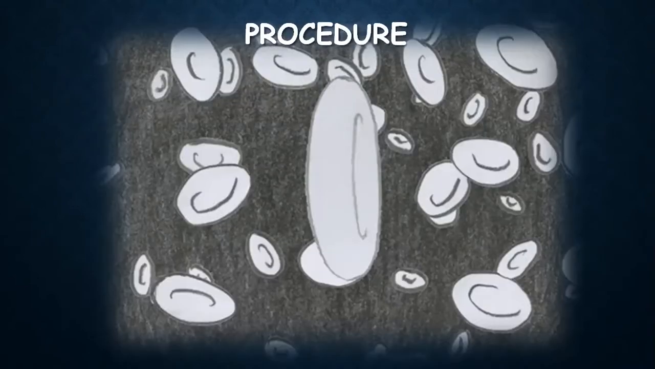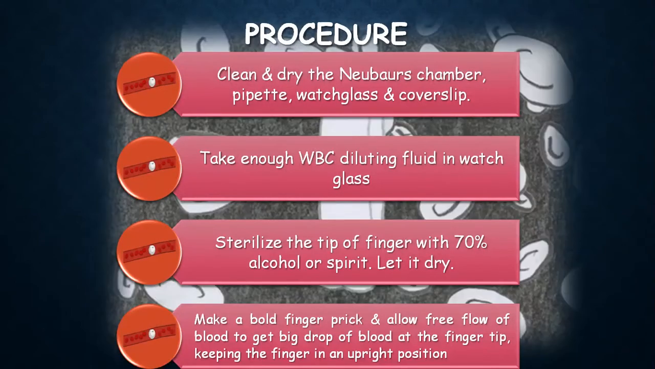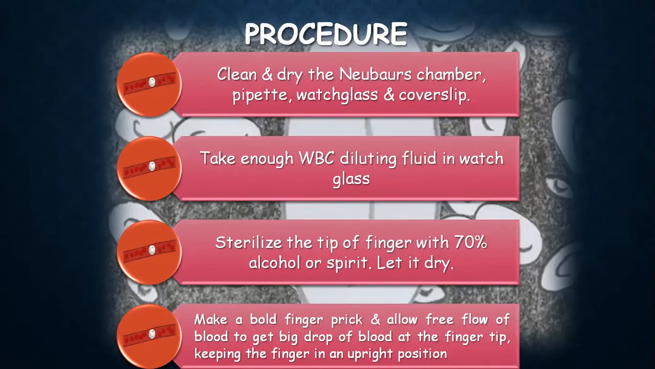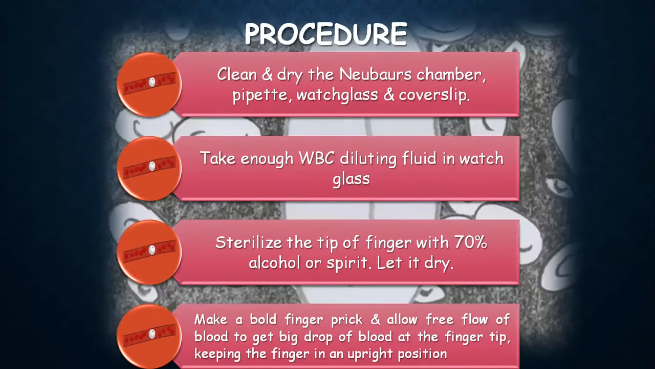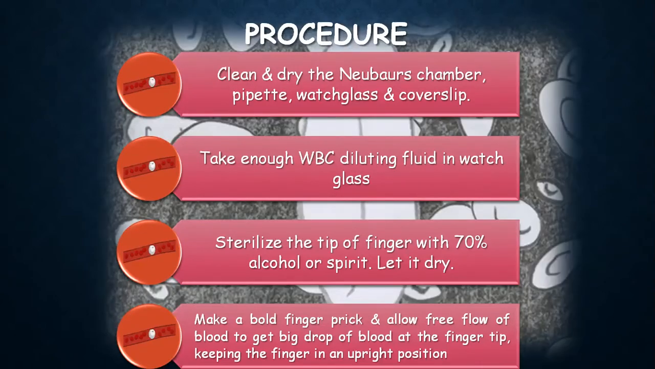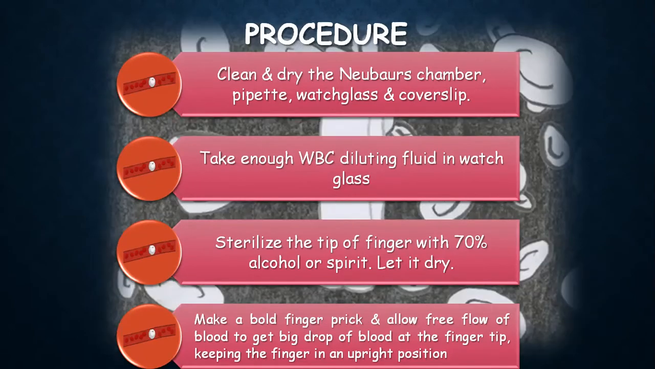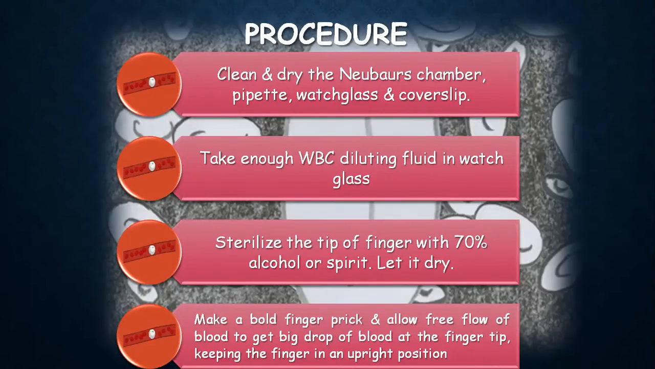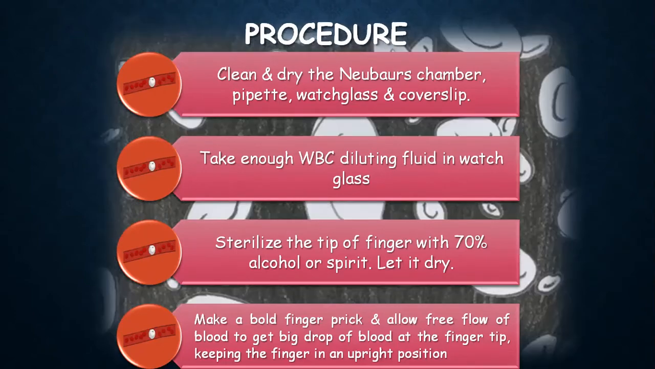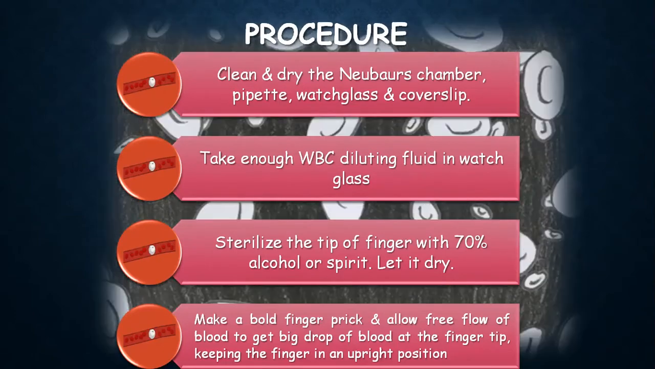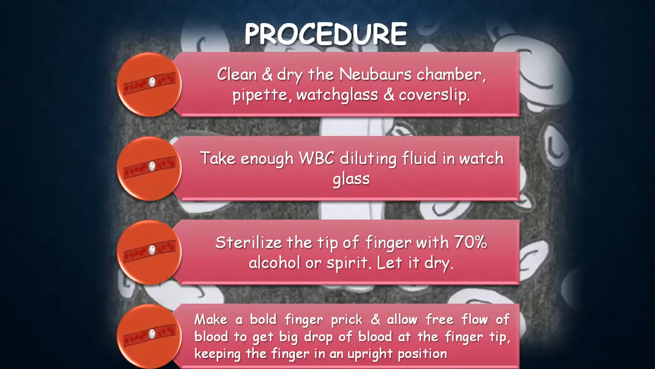Now next one is the procedure. Step 1 is to clean and dry the Neubauer's chamber, pipette, watch glass and the cover slip. Take enough WBC diluting fluid in the watch glass. Then sterilize the tip of the finger with 70% alcohol or spirit. Let it dry. Next step, make a bold finger prick and allow free flow of blood to get a big drop of blood at the fingertip, keeping the finger in an upright position.